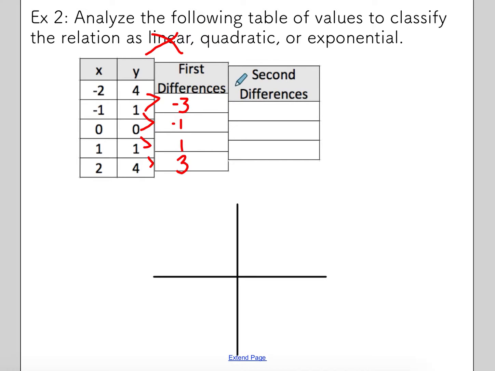We don't have constant first differences, so what we're going to do is look at our second differences. We're going to take -1, and we're going to subtract -3. That should give me 2. And again, we're going to subtract 1 minus -1, which should give me 2.